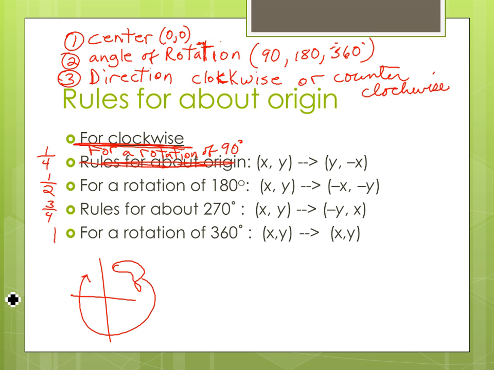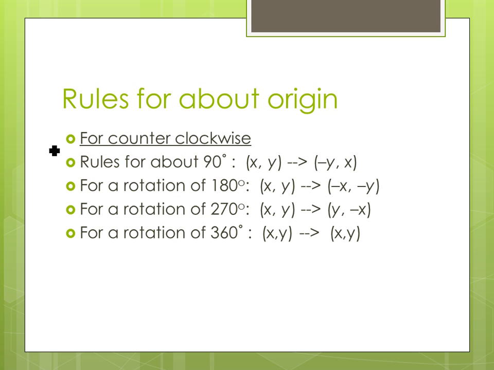Well, if I took this shape and rotated it 90 degrees counterclockwise, it would end up in the same location. So we use that a lot more than the other. So you've got those 4 rules for clockwise. Then these are the 4 rules for counterclockwise. And you'll notice this rule, 90 degrees counterclockwise.